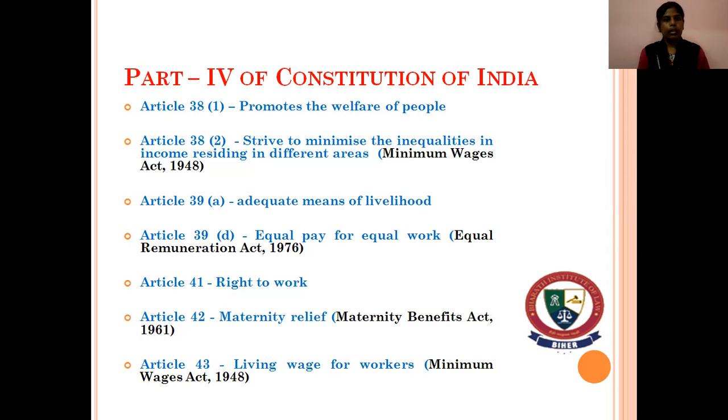And next is Article 39(a), which says about adequate means of livelihood. That is, a person must be paid based upon their need. Minimum wage is fixed by the government based upon the cost of living index of an individual person, so the same has to be paid to the employees. And next is Article 39(d), which says equal pay for equal work. And next is Article 41, which says right to work.